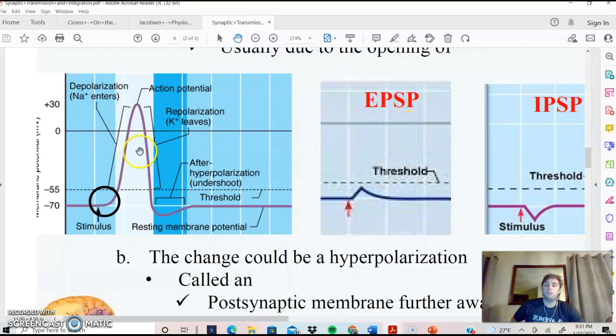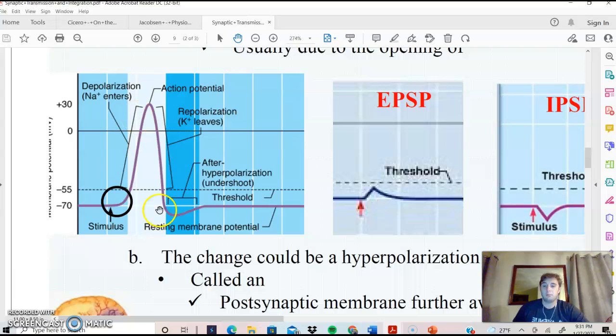So once those voltage gated ones are open, negative 70 millivolts is the resting membrane potential right here. It says that's resting. And so a little bit of stimulus brings it up until it reaches negative 55.